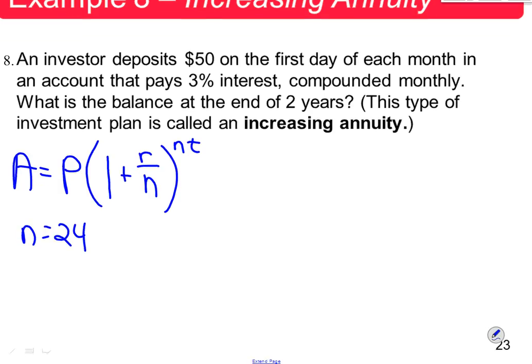So I want to think about this as I go. A sub 1 is 50 times 1 plus 0.03 over 12 to the 1. How often is it compounded? Monthly. So, this is the deal. What does A sub 1 stand for? The first month.